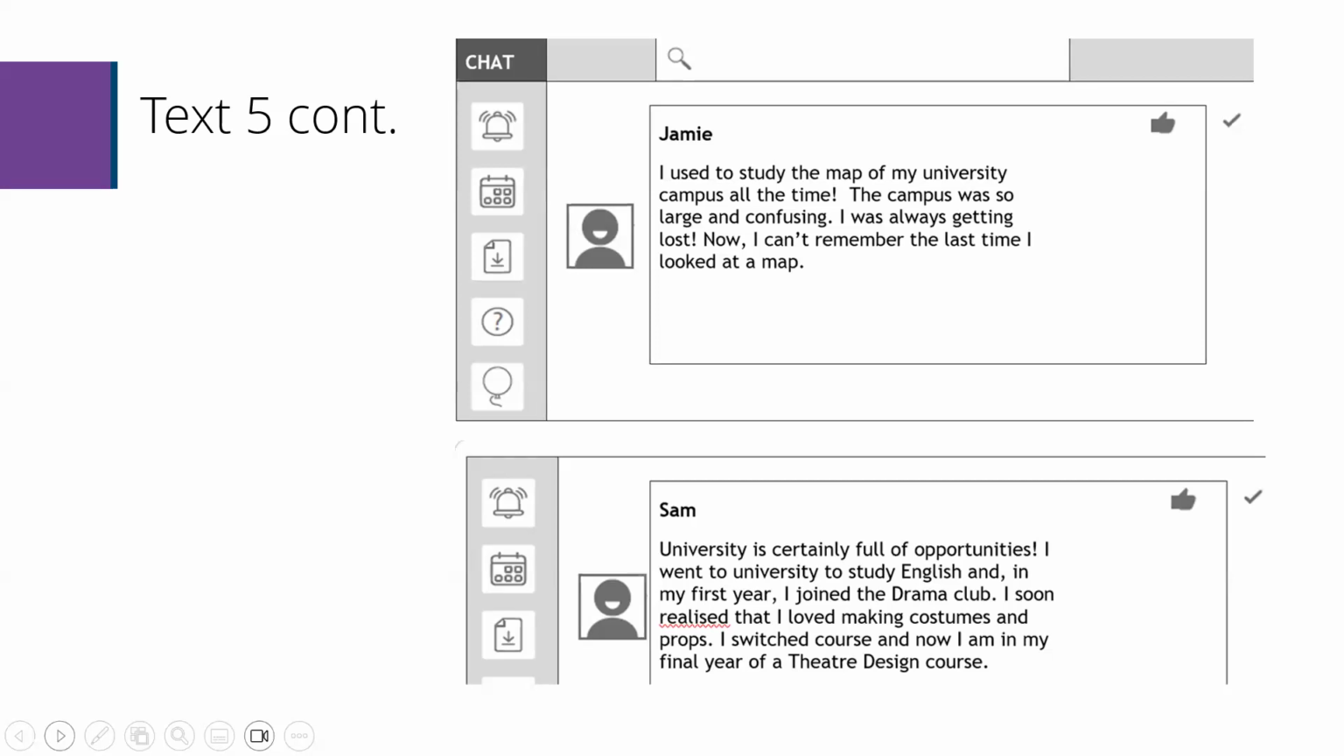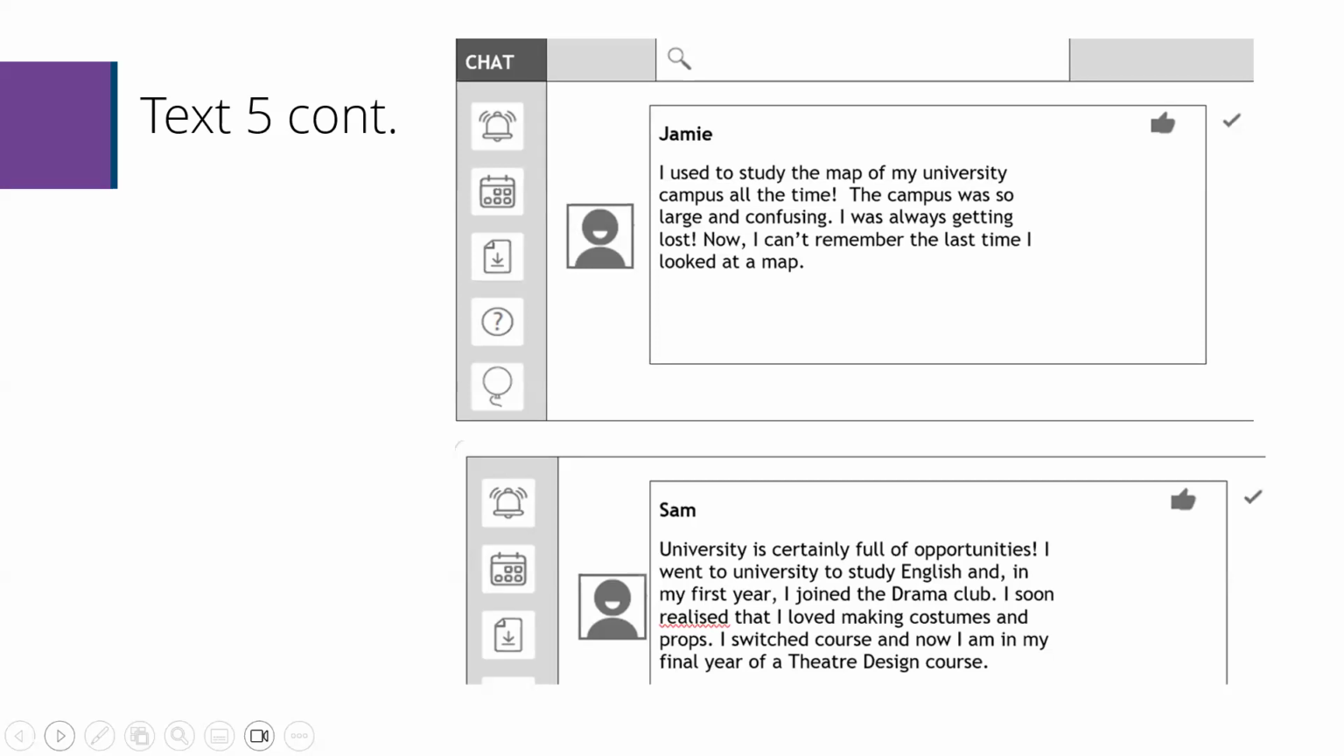So in there again, there are some words that students might not immediately know. Props is quite an unusual word, but of course it's supported by the context, it's a drama club, and that it's something that he's making. So he's making something. So those words around that sometimes can help the students to find the meaning of a word.